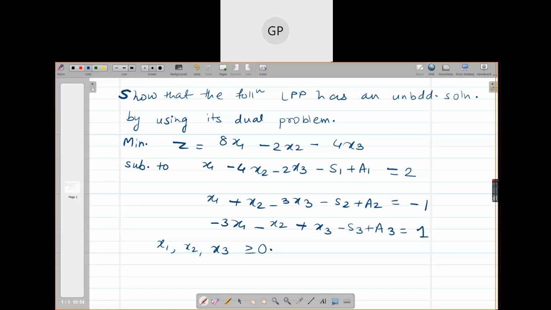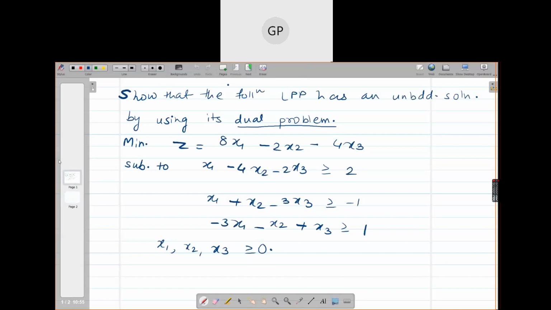Actually, we don't want to solve the primal, no? We want to solve the dual, no? Right? So we don't require the standard form. So we will first convert the primal into dual. Tell me the dual then. All your constraints are greater equal. The objective function is of minimization type. So directly you can find the dual.